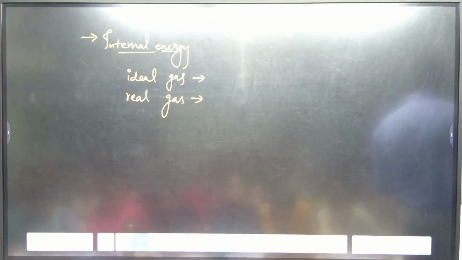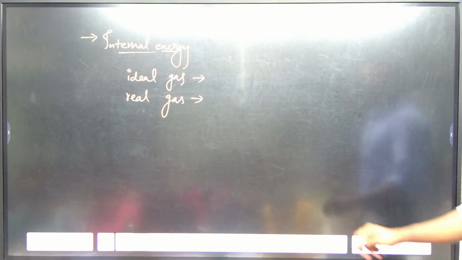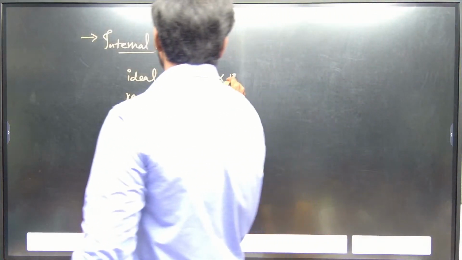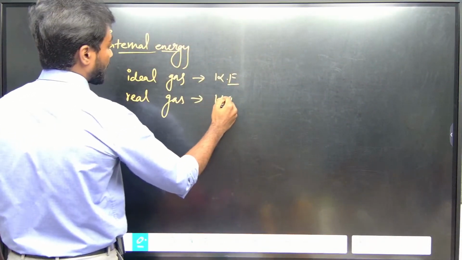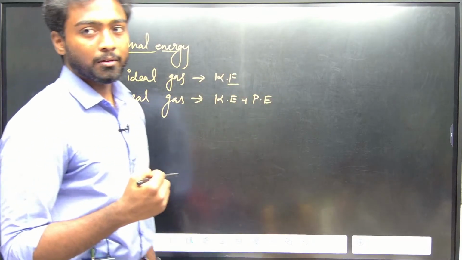So we'll talk about ideal gas in terms of only kinetic energy. Write down: ideal gas is only due to kinetic energy. Real gas is both kinetic energy plus potential energy.